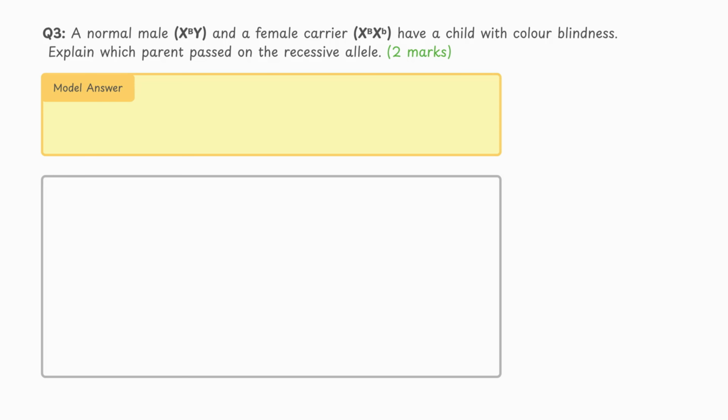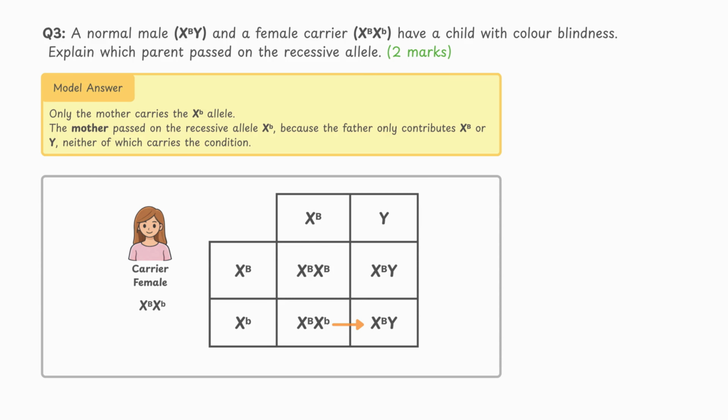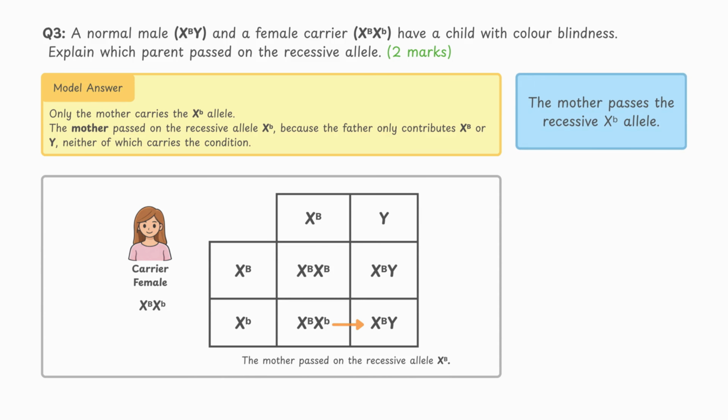And lastly, a normal male and a female carrier have a child with colorblindness. Explain which parent passed on the recessive allele. Only the mother carries the Xb allele. So the mother passed on the recessive allele Xb because the father only contributes XB or Y, neither of which carries the condition.